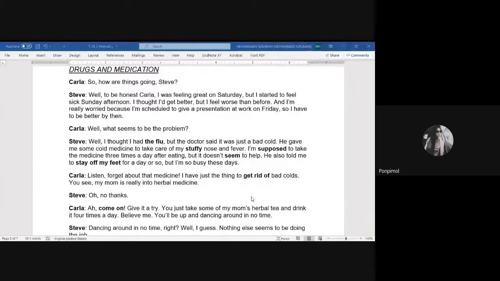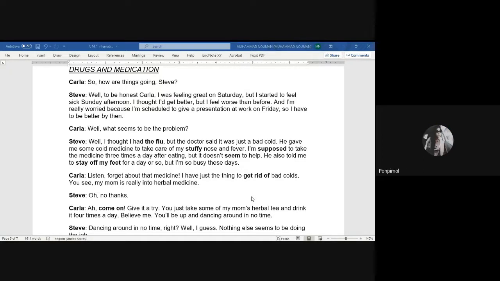Well, to be honest, Carla, I was feeling great on Saturday, but I started to feel sick Sunday afternoon. I thought I would get better, but I feel worse than before, and I'm very worried because I'm still going to give a presentation at work on Friday, so I have to be better by then. Well, what seemed to be the problem?